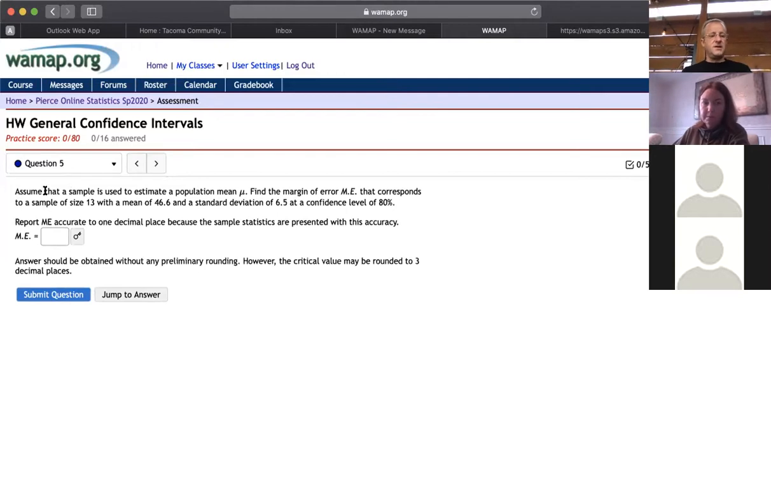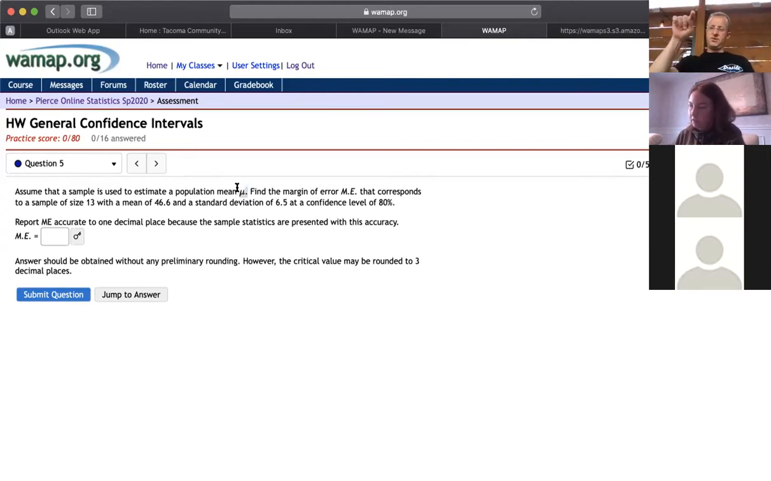Okay, so here's another one. Assume a sample is used to estimate a population mean. They're always going to say that at the beginning, right? We're trying to estimate a population proportion, or we're trying to estimate a population mean. So here we know we're on the other side of that choice path, right? We're trying to estimate a population mean, mu, as opposed to a proportion, like our previous one.